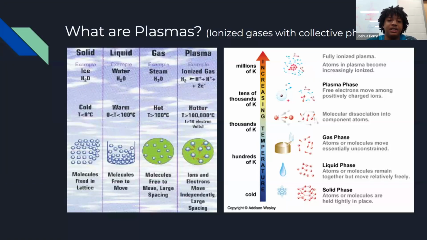What are plasmas? Well, plasma is the fourth state of matter. The other three states you have are solid, liquid, and gas. To go from solid to liquid, you melt. From liquid to gas, you heat it up. And so to go from gas to plasma, you need even hotter, because plasma is over 1,000 times hotter than regular gas. So we need an ionized gas to be able to make plasma.